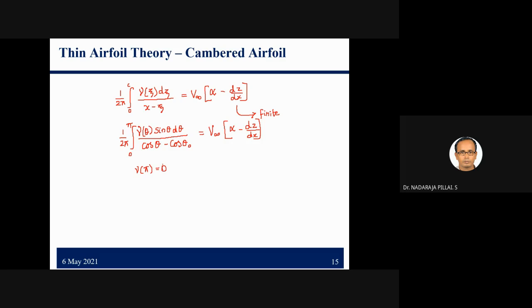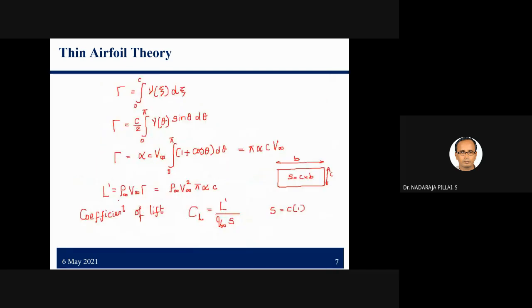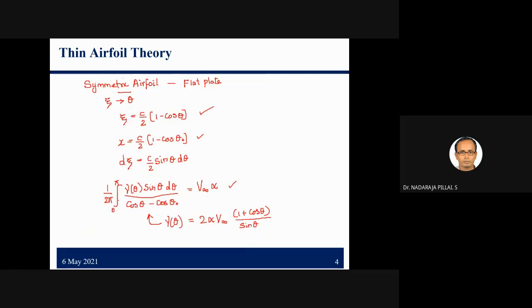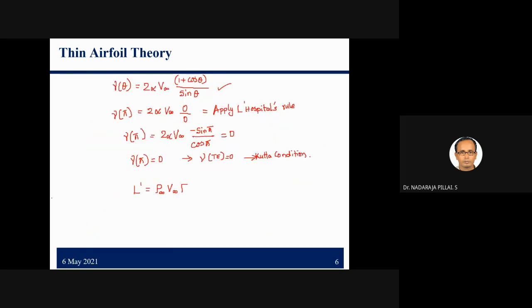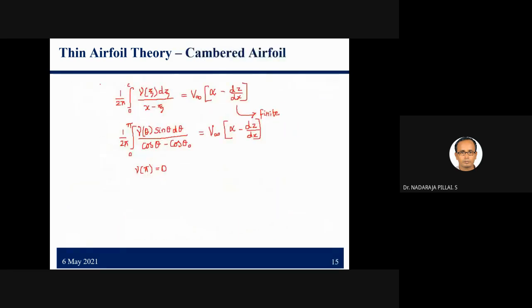You remember that we considered gamma of theta in the symmetrical airfoil, and we proved that it satisfies the equation, right? Similarly, for the cambered airfoil, we will have a gamma of theta, and we will just check whether it satisfies the equation.